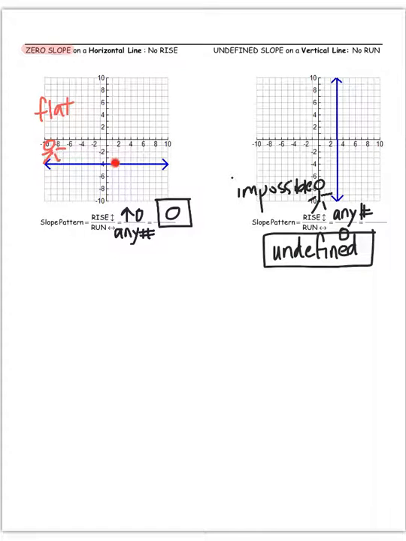So I like to relate that vertical lines are impossible to walk up, so they have an undefined slope. Whereas horizontal lines, they're flat. You can walk straight across. So they have 0 hills, they have a 0 slope. So 0 slope, impossible or undefined slope.